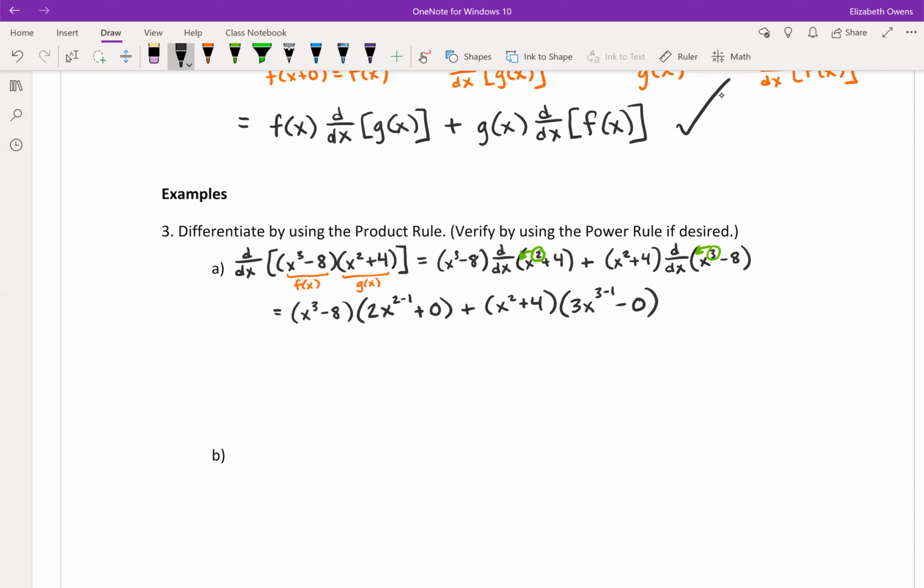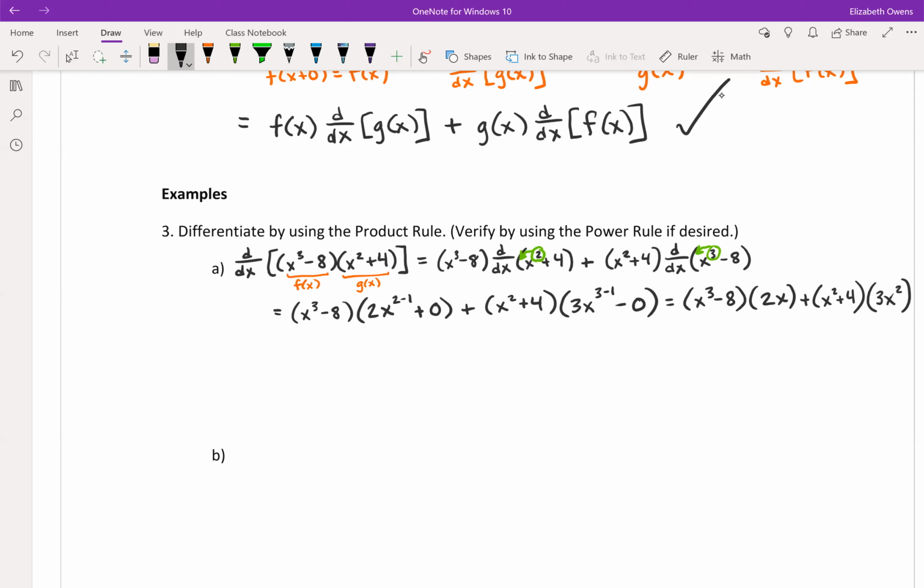And so what we end up having here is (x cubed minus 8) times 2x, just cleaning up this term there, and then plus (x squared plus 4) times, that would be 3x squared. All right, there we go. And now we have taken the derivative. We've done a little bit of cleanup, but let's do just a little bit more.